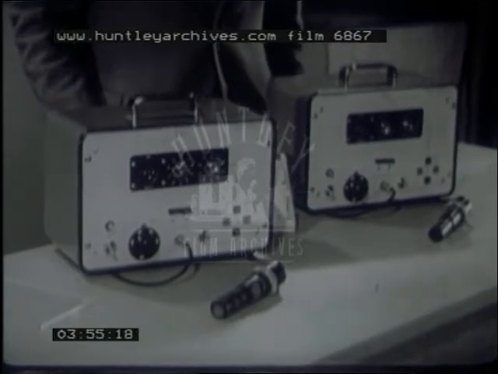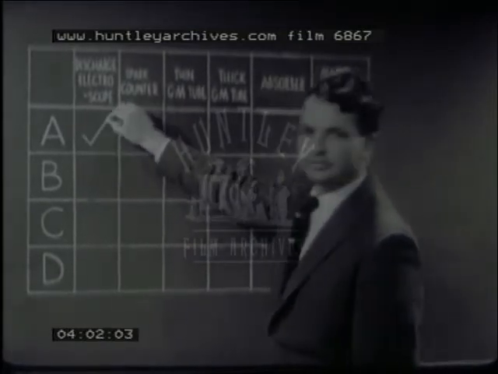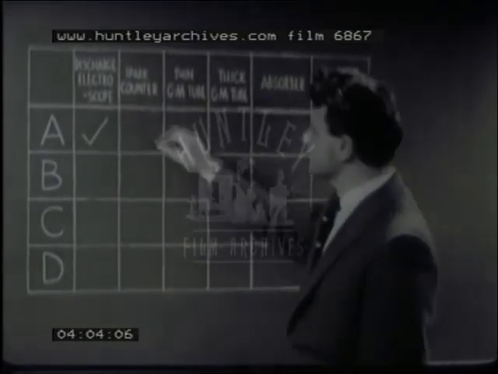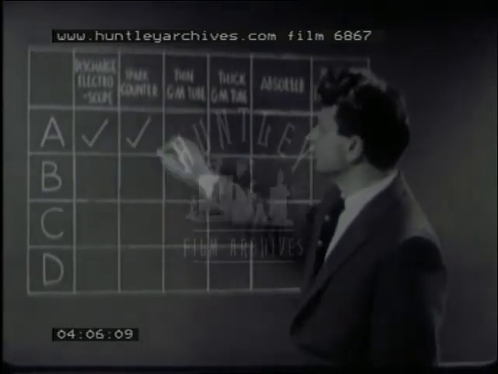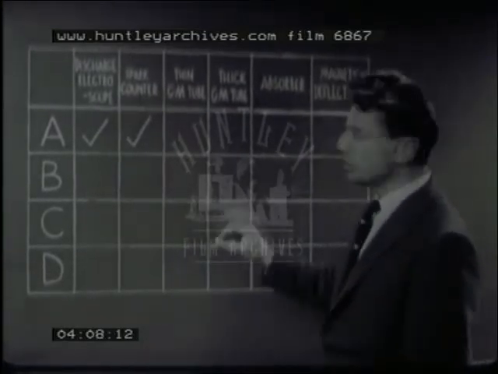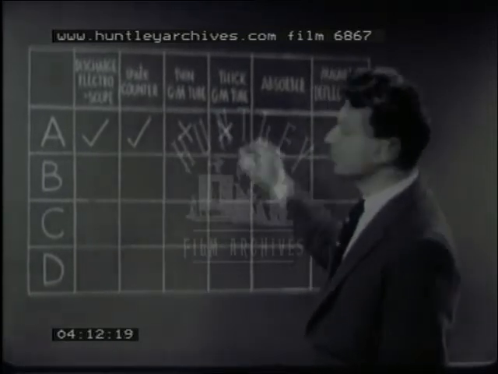Let's record those results. Source A discharged the electroscope, affected the spark counter, and did not affect the GM tubes. And the radiation was stopped by paper.